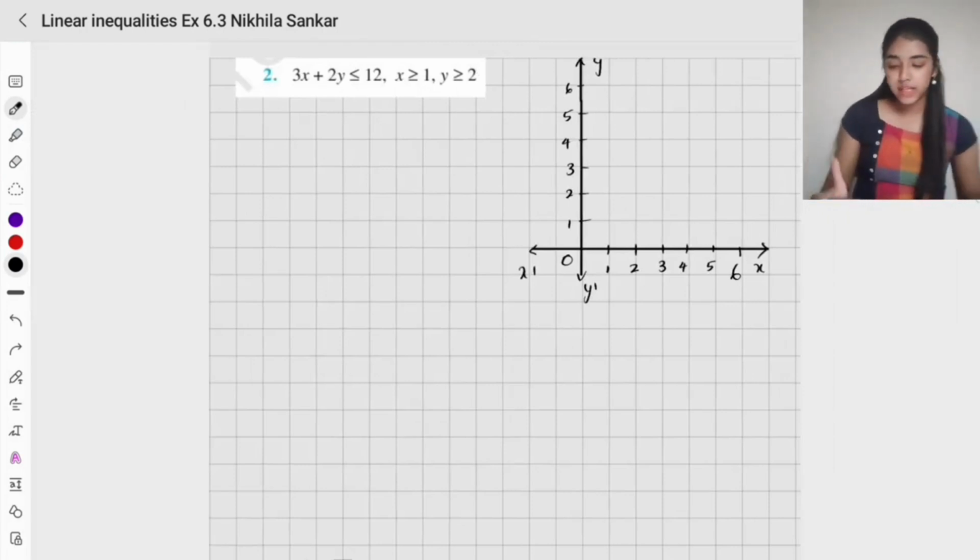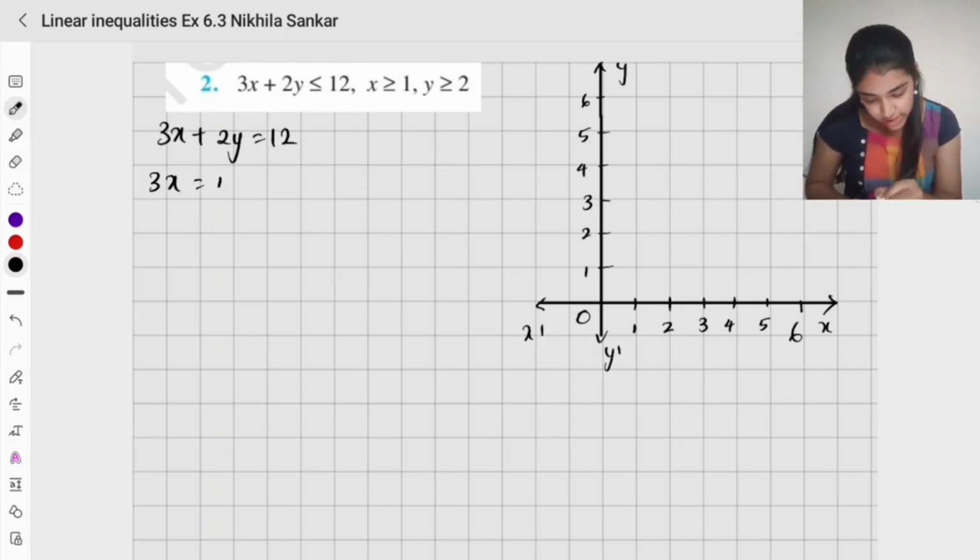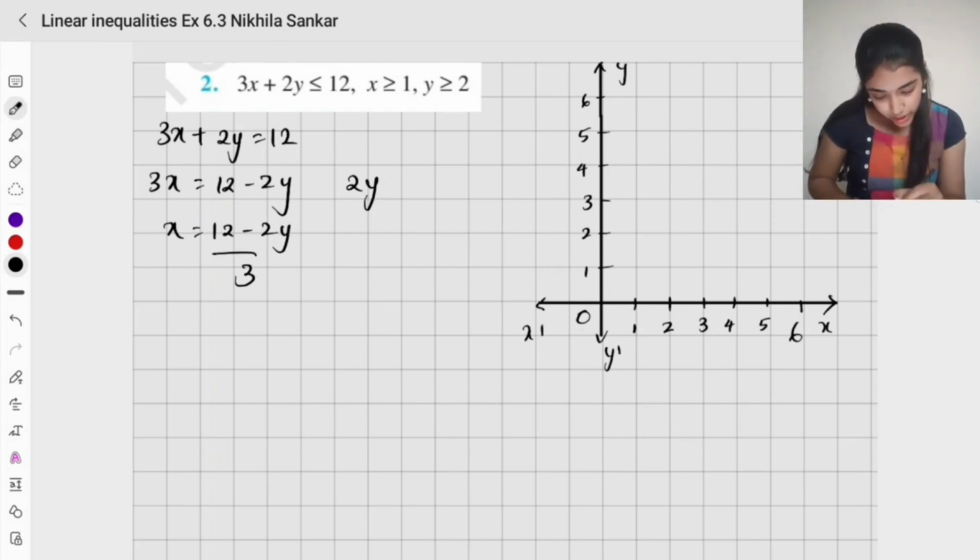Question number 2. 3x plus 2y less than or equal to 12. So first we need to write 3x plus 2y equal to 12. Then x in terms of y and y in terms of x. So I'll have 3x is equal to 12 minus 2y, x equals 12 minus 2y divided by 3. Similarly, how can we write y? 2y equals 12 minus 3x, y equals 12 minus 3x divided by 2.